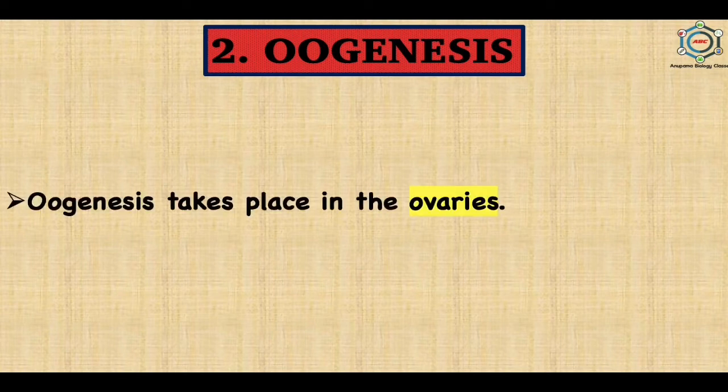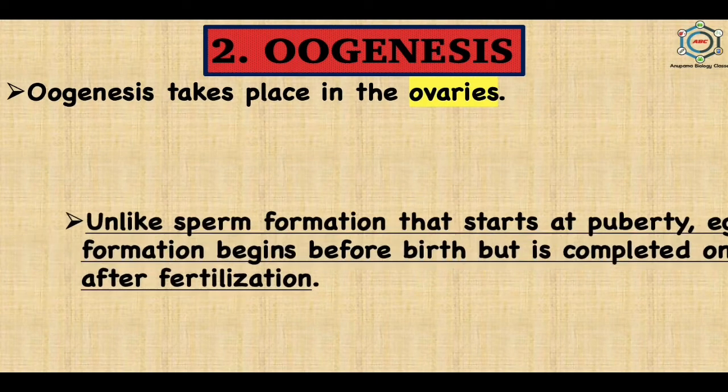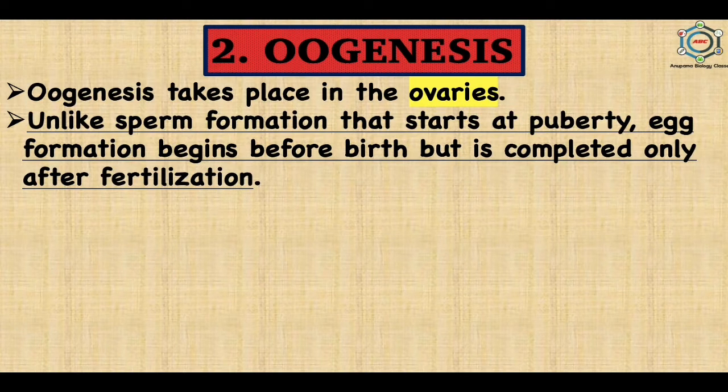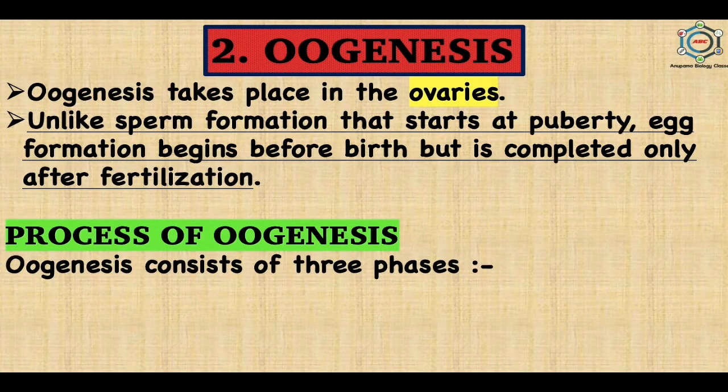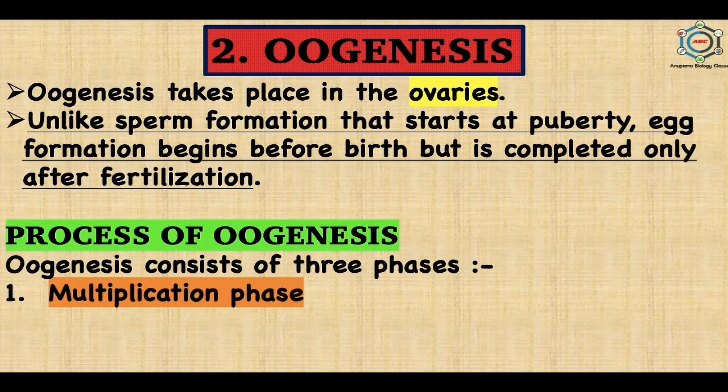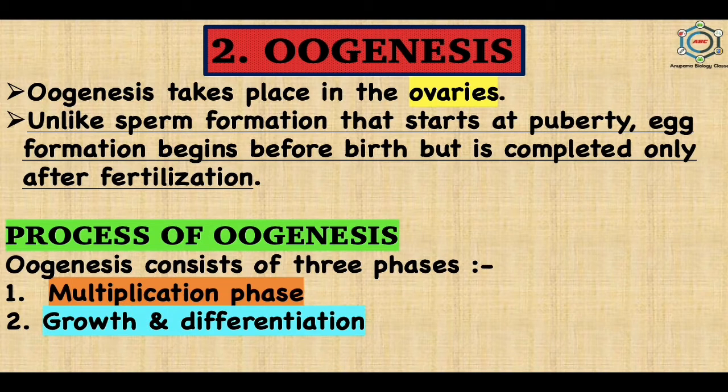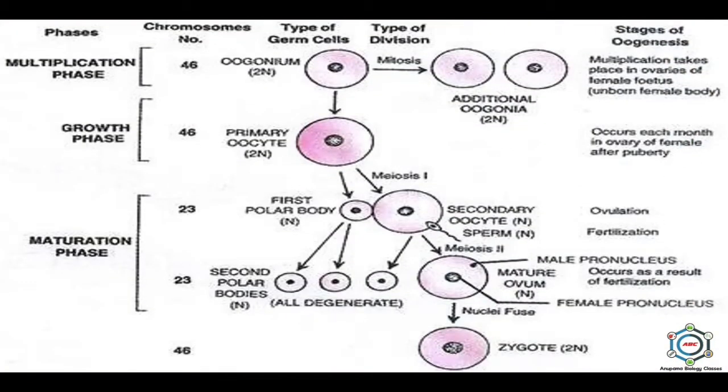Now the second gametogenesis, that is oogenesis. Oogenesis takes place in the ovaries. Unlike sperm formation that starts at puberty, egg formation begins before birth but is completed only after fertilization. The process of oogenesis consists of three phases. First is the multiplication phase, second is the growth and differentiation phase, and the last is the maturation phase. In this picture, you can see the complete process of oogenesis.